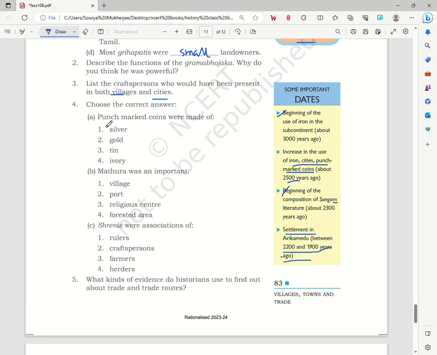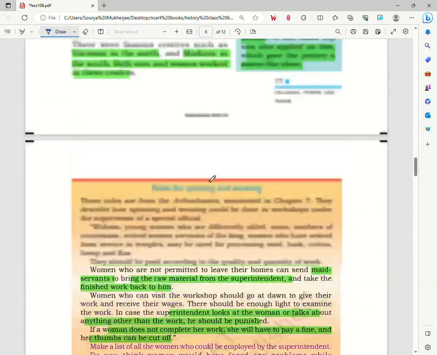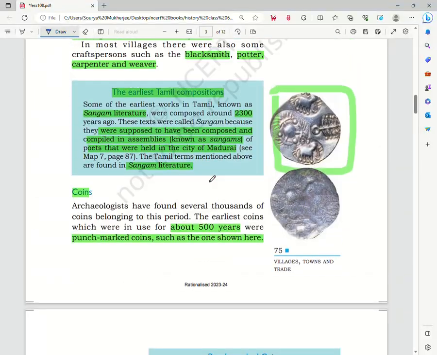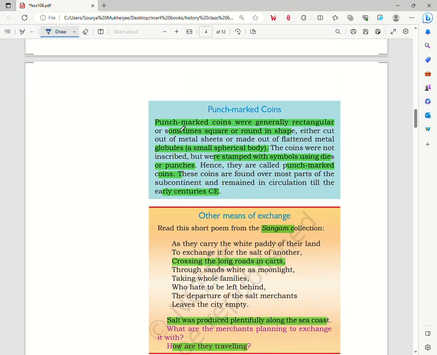And let's do the choose the correct answer. Punchmark coins were made of, I think this was tin. Punchmark coins were mainly made of tin. So we go back to the blue box and read about them. So here it is, rectangular shape cut from a metal sheet, and these coins were not inspired symbols.